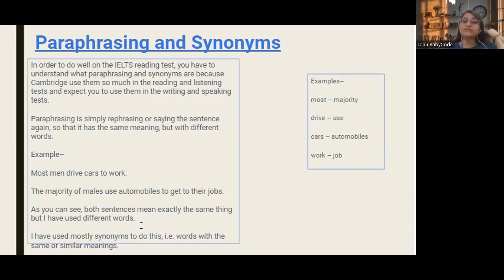So do not always look for keywords. As I always say, do not look for only keywords. Look for the meaning of your sentence. Only then will you get your answer correct. I have mostly used synonyms to do this, that is, words with the same or similar meaning, right? So most, majority; males, men; drive, they use; cars, automobile; and work, jobs. In the same way, you can expect these kinds of paraphrasing in the reading module.